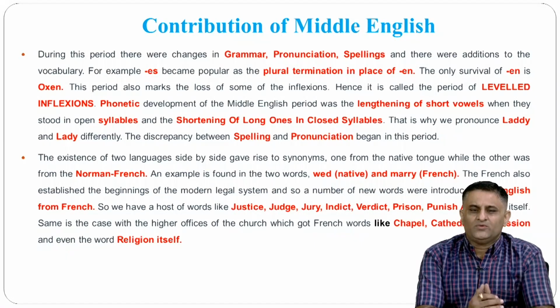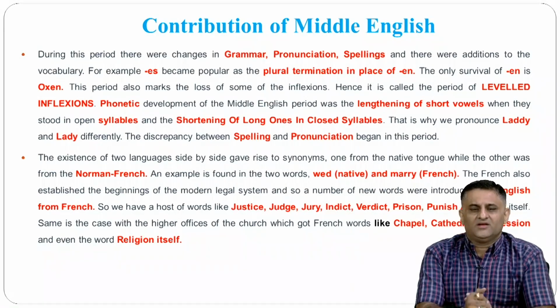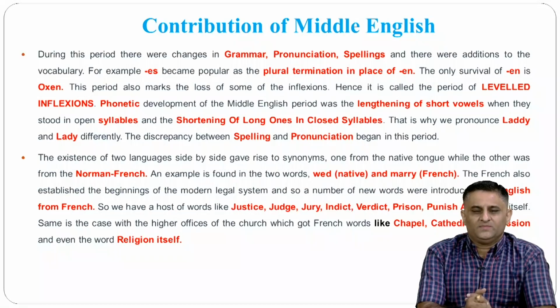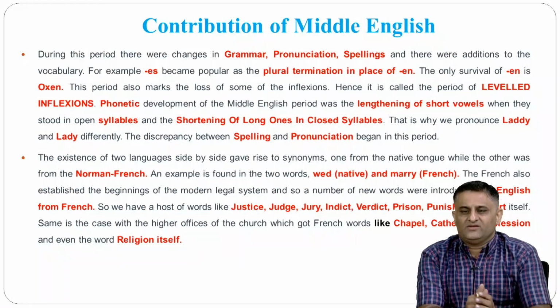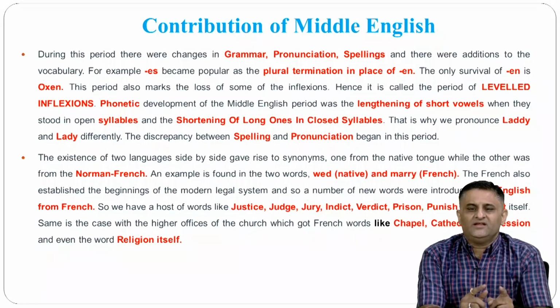The existence of two languages side by side gave rise to synonyms, one from the native tongue while the other was from the Norman French. An example is found in two words: wed means native and marry means French. Here you can see wed is native and marry is from the French language.